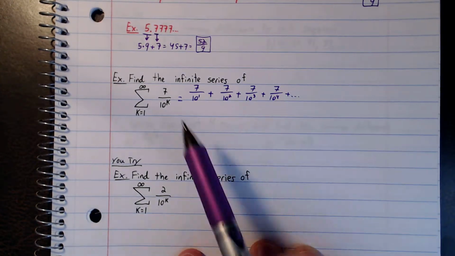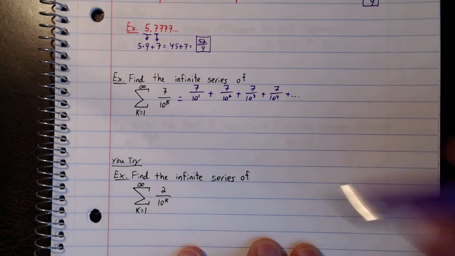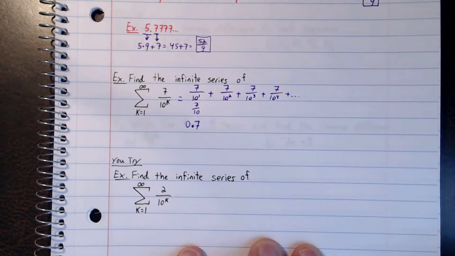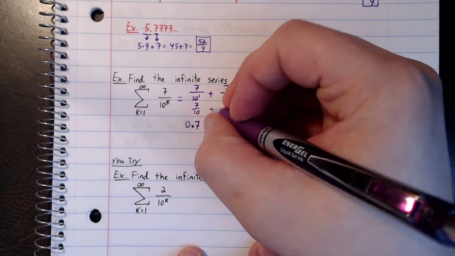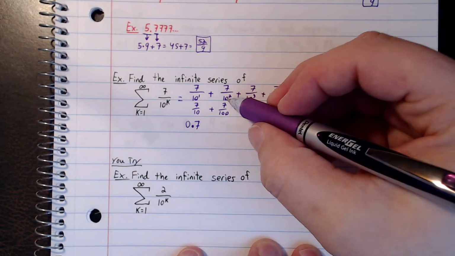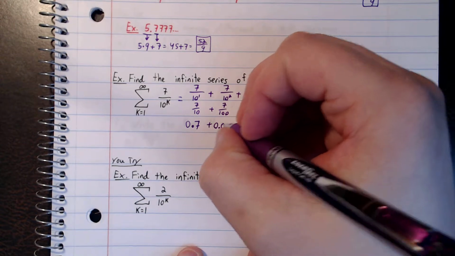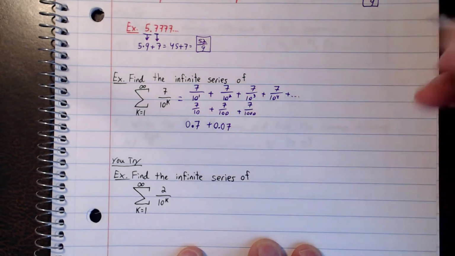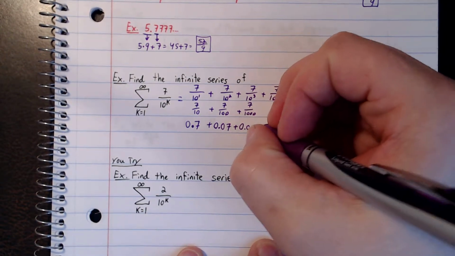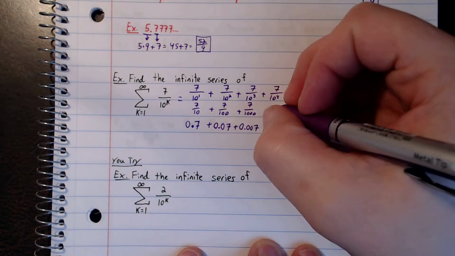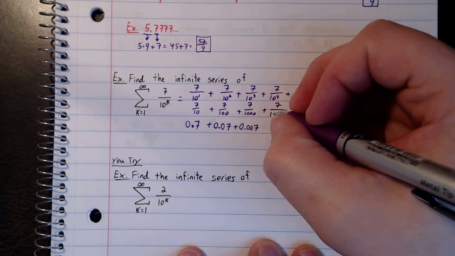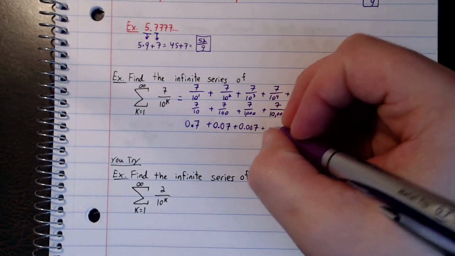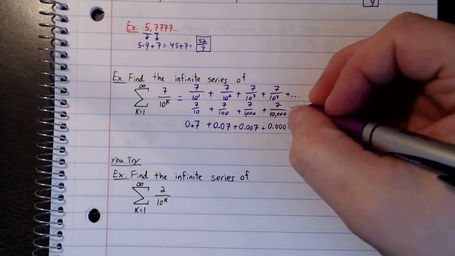So let's take a look at these first 4, right? If we have 7 over 10 to the first, that's 7 over 10, which is really 0.7. If we do 7 over 10 squared, that's really like 7 over 100, because when we square 10, that's 100. So now we're getting 0.07. If we do 7 over 10 to the third, that's like 7 over 1,000. So that's 7 thousandths, so 0.007. And last one that we have on this list, it's 7 over 10,000, so that's 7 ten-thousandths. And it's just going to keep on going on.